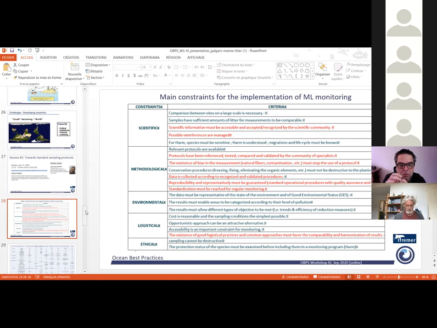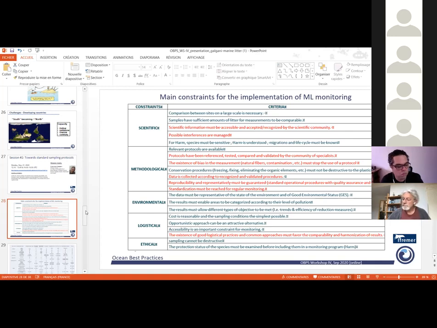And especially on the large scale, we must have a sufficient amount of literature, for instance, to make measurements more relevant. We need to have some background scientific information that is accepted and recognized by the scientific community. So I underline in red on my table all those constraints that may be related to best practices. And this one on the scientific background is one of these.